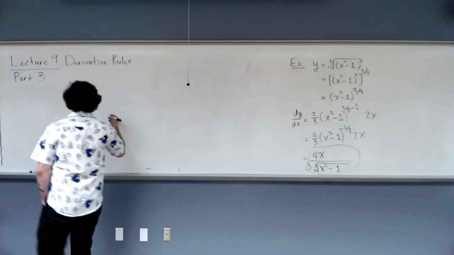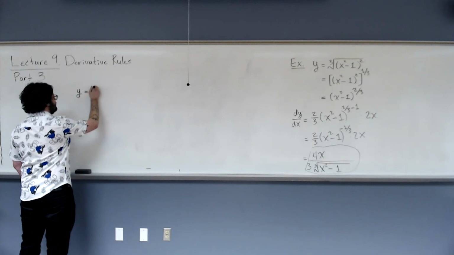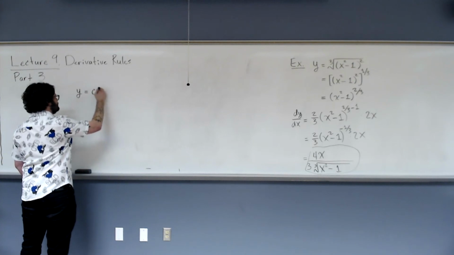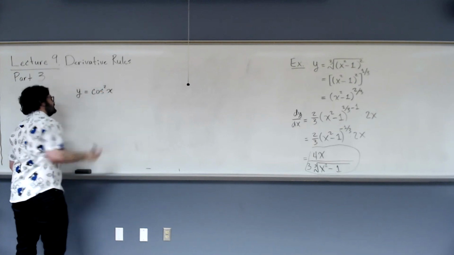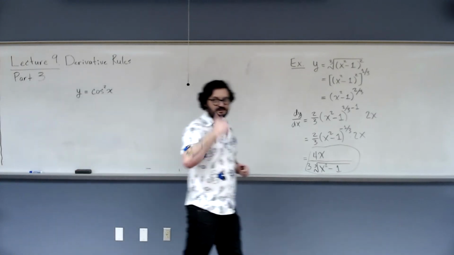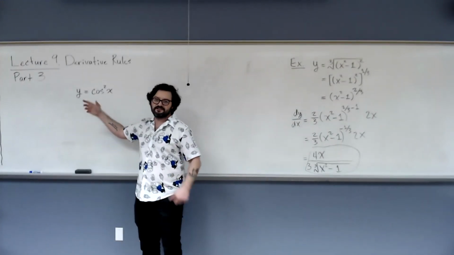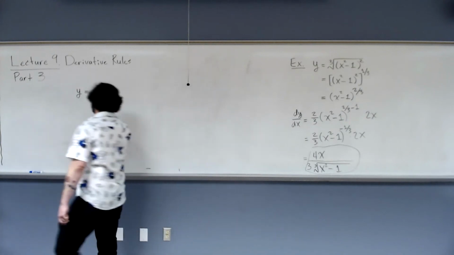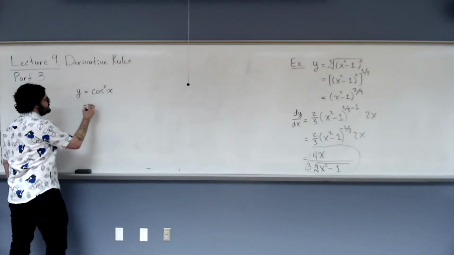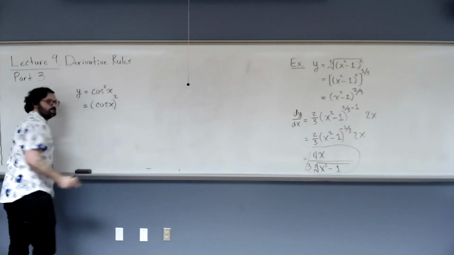For example, this one's especially tricky. If you see something like that and you want to take the derivative of it, it looks just like the one we did earlier, y equals sine of x squared. But it's a completely different thing. It's not x squared, it's cosine squared. So you have to think for a second and say, oh, this is the same thing as cosine of x, all squared.